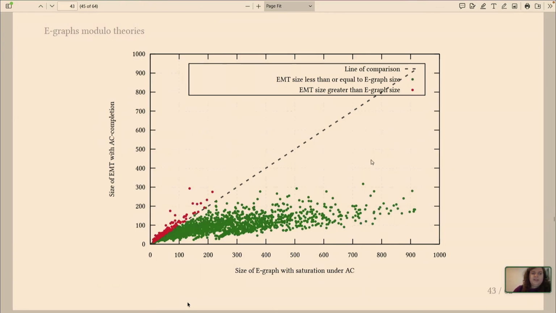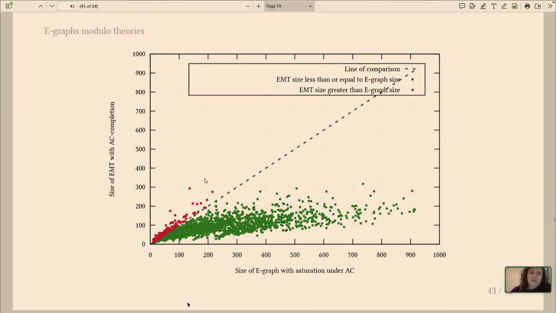And here's the final graph. So you see that here's the size with AC completion, the modulo theories approach, versus the size with AC saturation, the sort of traditional approach. And you see that all these green dots under the line, that's where the AC completion is smaller than the AC saturation.